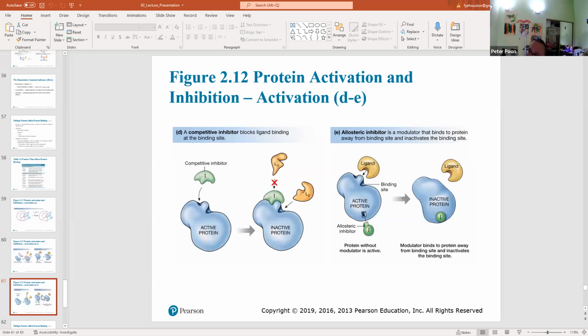So there's a lot of different drugs that do this. A lot of drugs are competitive or allosteric inhibitors of certain things. A competitive inhibitor will bind to an active site of a protein, of an enzyme, and it will prevent the enzyme from working. It's a competitive inhibitor because it competes for the same site. It binds to the active site, so it competes for the same site as the ligand.